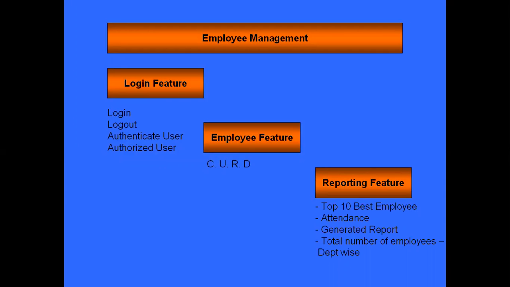By this diagram, I hope we can easily understand how, in any particular application, we can divide or split our application according to feature related things. Okay.